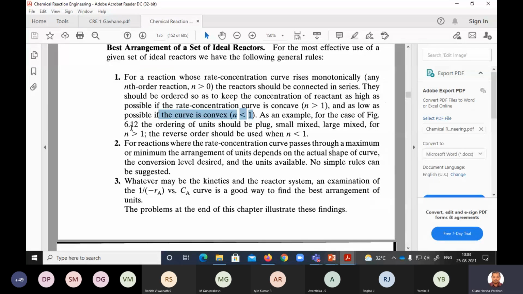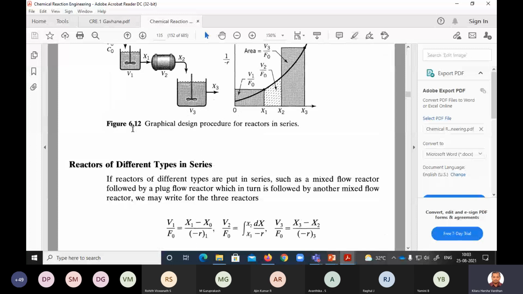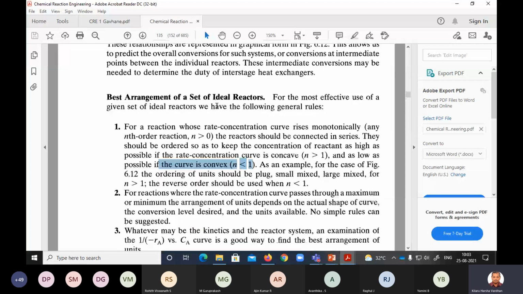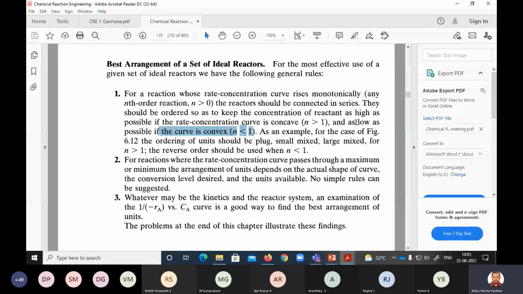So for this particular figure 6.2, you know this is concave. Therefore, what should be the best combination? Your reactor should keep the conversion as low as possible. Therefore, the ordering should be plug, mixed, and large mixed, for n greater than 1. If n is less than 1, it should be in reverse order. That is big mixed flow reactor, small reactor, and then only the plug flow reactor. The entire answer lies with this.